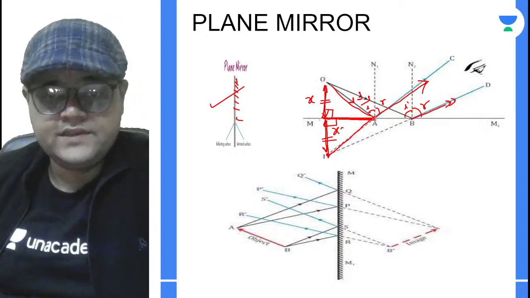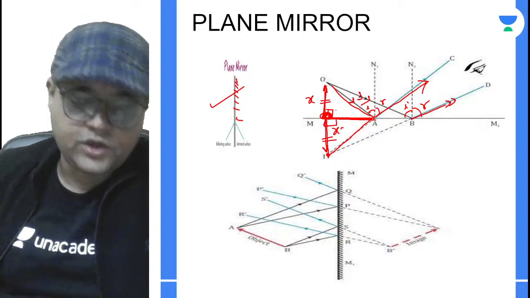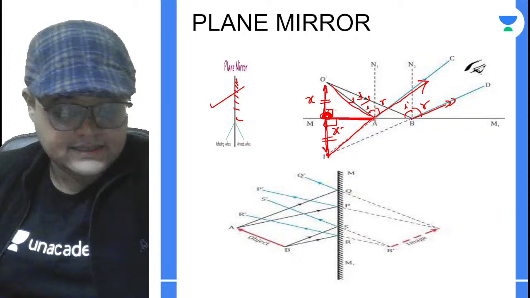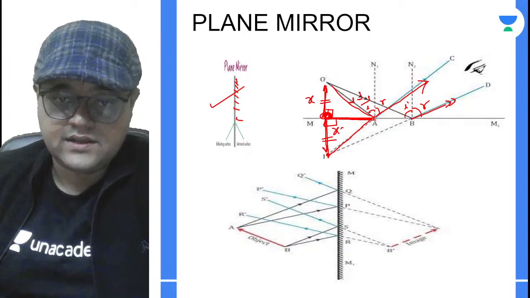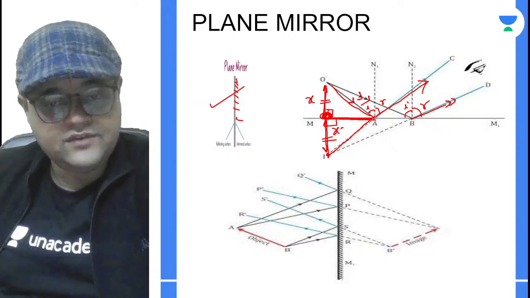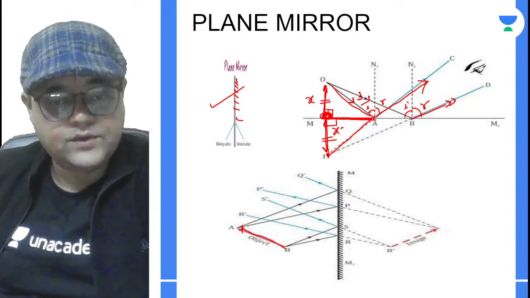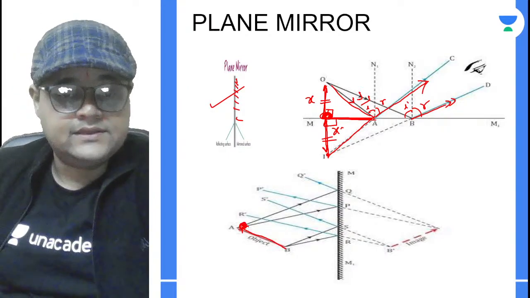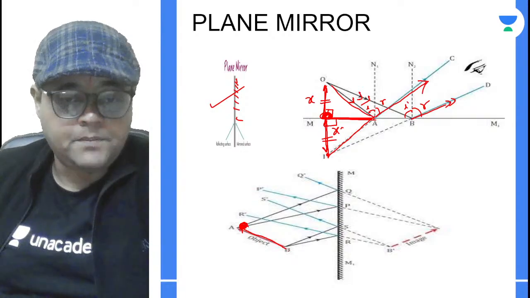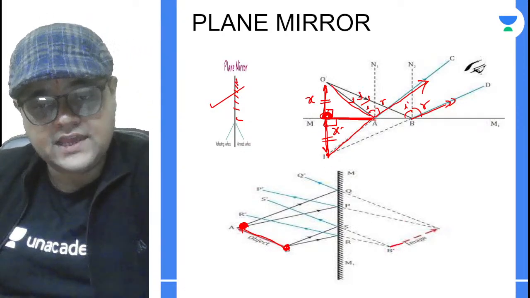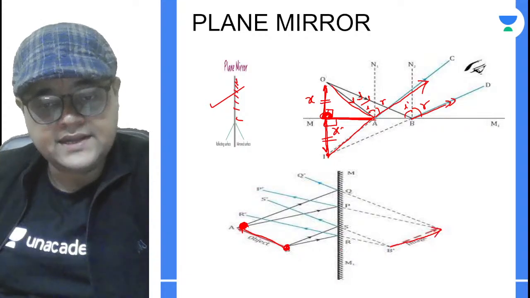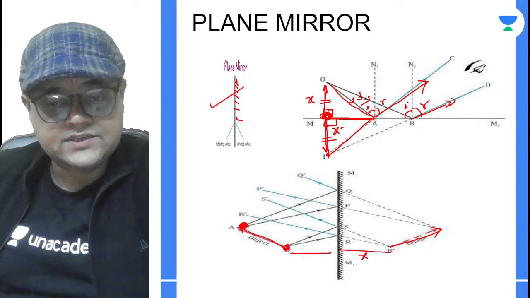And it's not always necessary that you'll be getting a point object. You might get an extended object as well. So in case you have an extended object, you can clearly see what you have to do. You have to take two rays from the top part, two rays from the bottom part. Again, the basic law is same. The image will exactly be at a distance same as the distance of object.